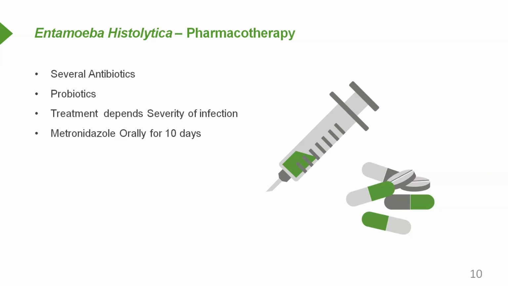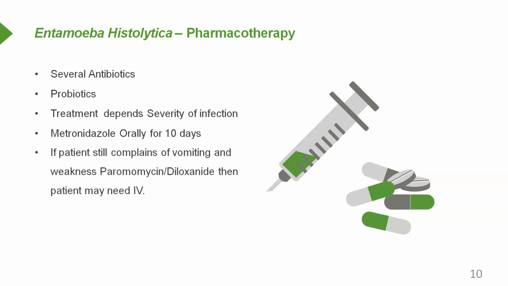Usually, metronidazole orally for 10 days is given to the patient, and this is followed by paromomycin or naloxone. If the patient still complains of vomiting and weakness, then paromomycin and naloxone should be given. Then the patient may need the IV route, so they may give it through the IV route.